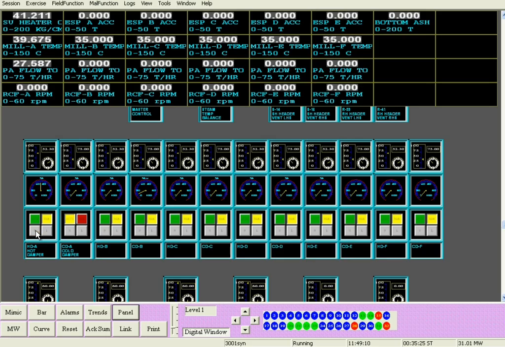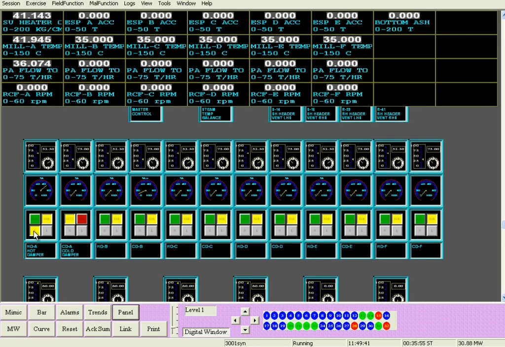So we go on increasing it, and at the same time the mill temperatures are also increasing. Now as the whole mill body is being heated, the temperature will rise slowly and gradually, so you have to raise it gradually, not suddenly. So it will take some time. Now the temperature is 41 degrees, 41.4 degrees, like that, and the PA flow is also there.